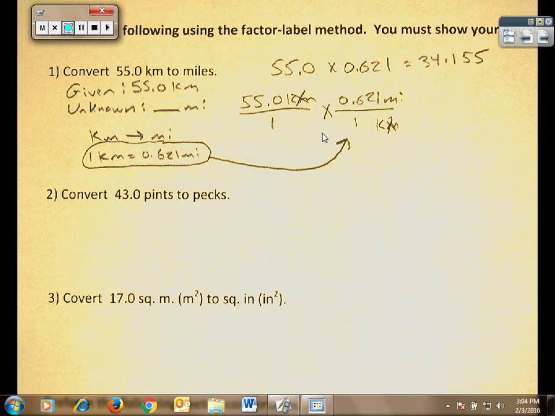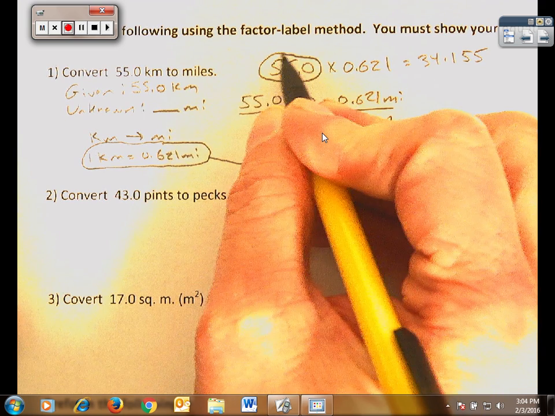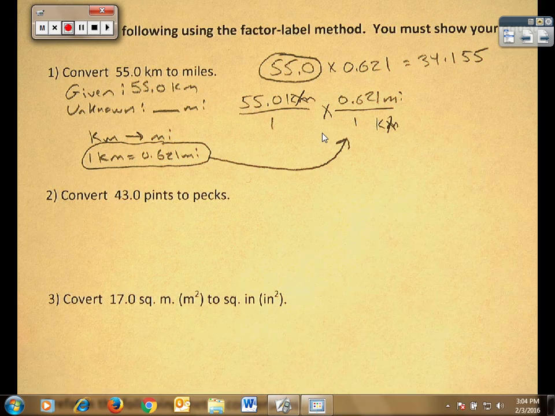Now, wait, around that. Significant figures. In factor label method or dimensional analysis, you always look at your given measurement. You see how many significant figures it has, and you round your answer to match.